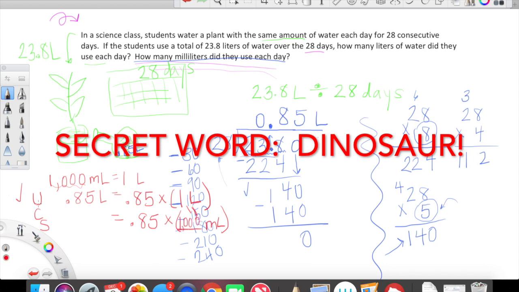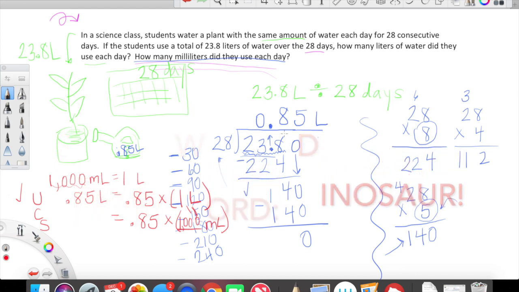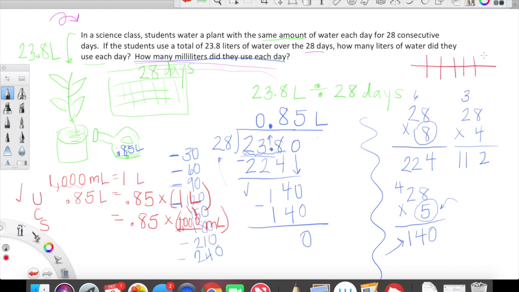Okay, so we've unpacked, we've converted, now we need to solve. 0.85 times 1,000. Hot dog, I love doing problems like that. You know what I really love to use when I'm multiplying something or dividing something by a power of 10? It's like this amazing grid system. It's called a place value chart. Let me tell you all about it. It can support such amazing work.